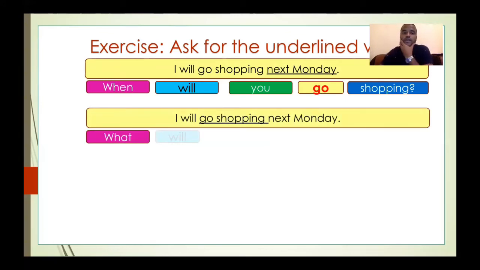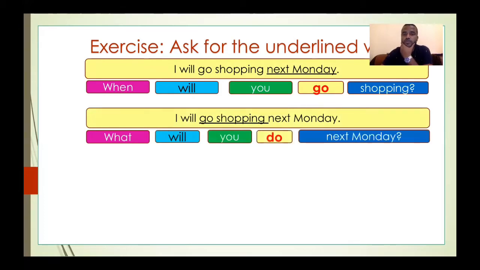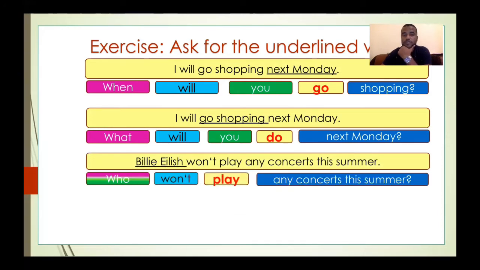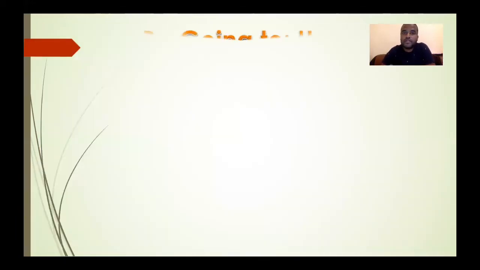Then we have: what will you do next Monday? Here we have the question words, like when, like where, etc. Then we have: Billie Eilish will not play any concert this summer. Who will not, or won't, play any concert this summer? Billie Eilish will not play any concert this summer. So this is what we're talking about.